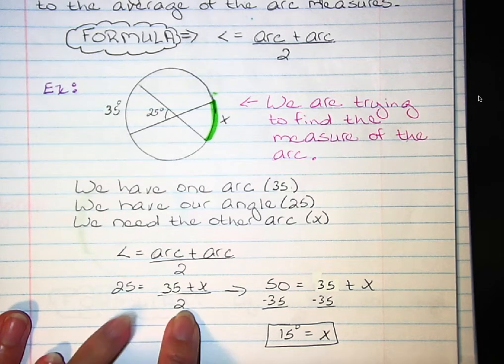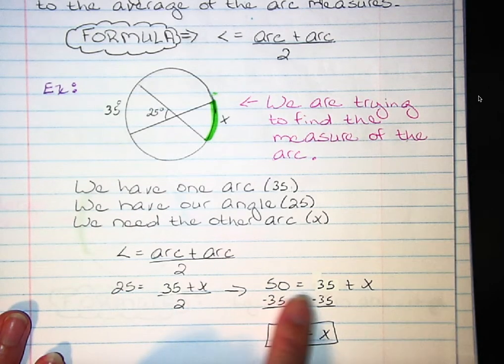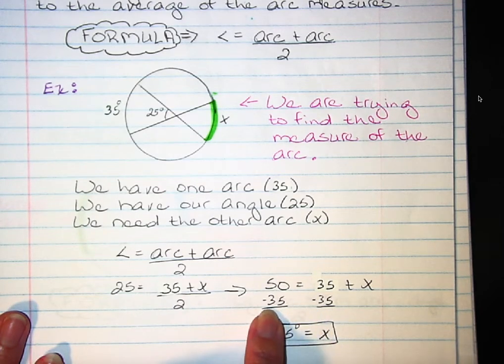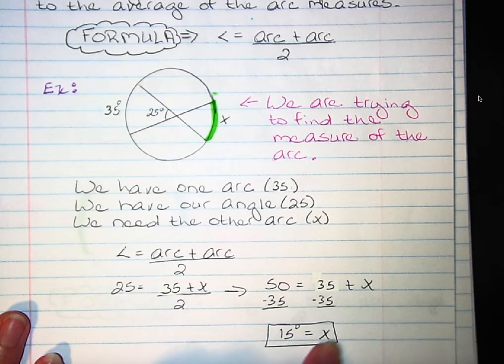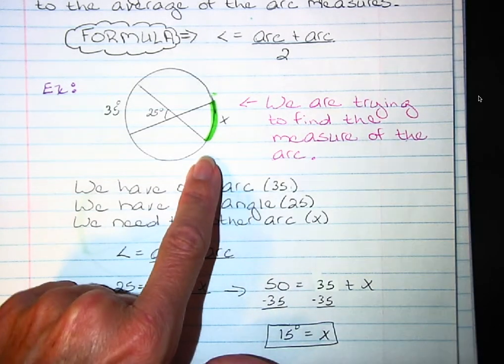The first thing you're going to do is multiply both sides by 2. So you get 50 equals 35 plus x, and then simply subtract 35 from both sides, and you get 15 equals x. So x is 15 degrees, and that is the measure of our arc.